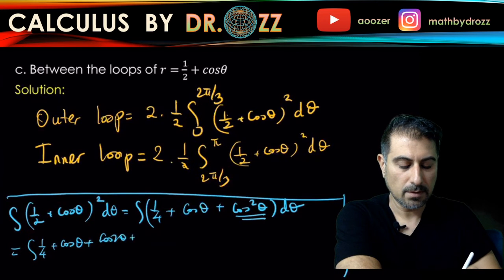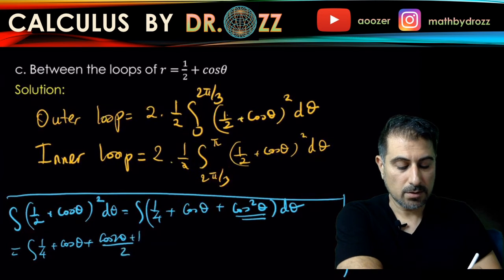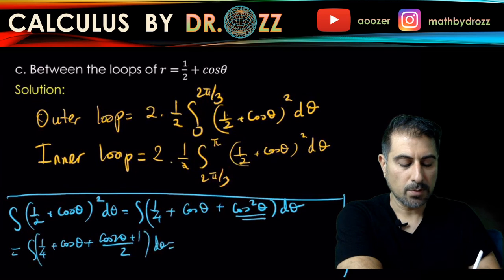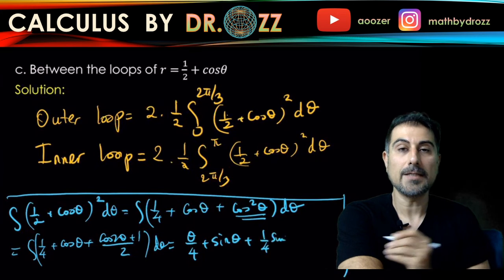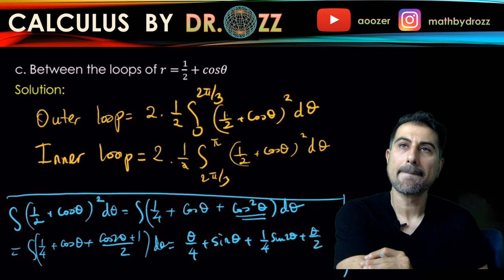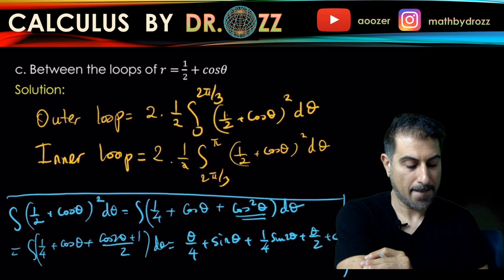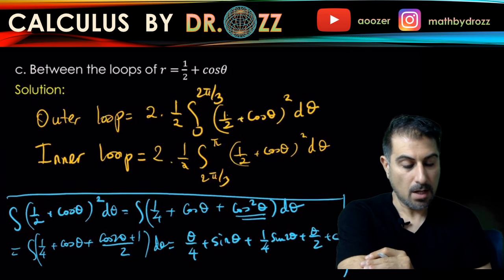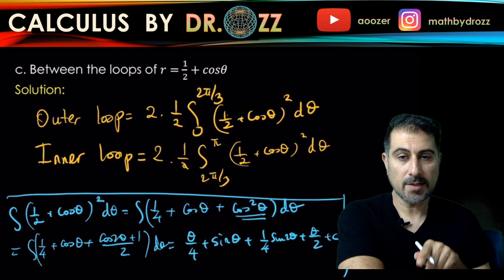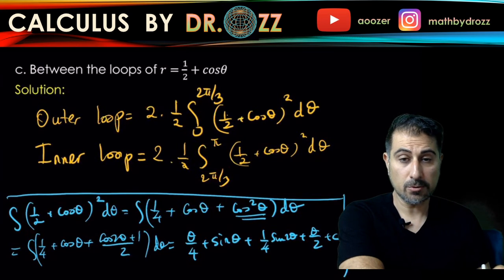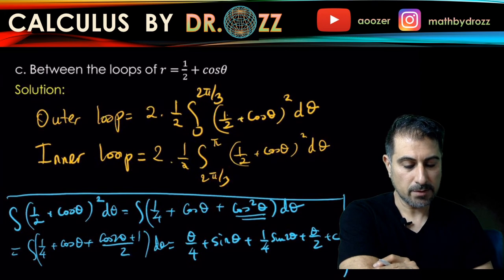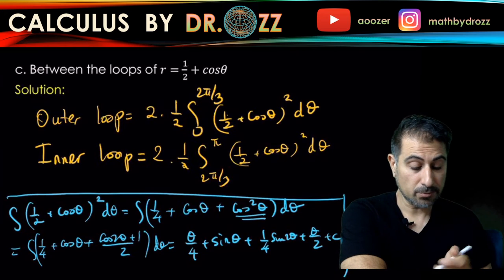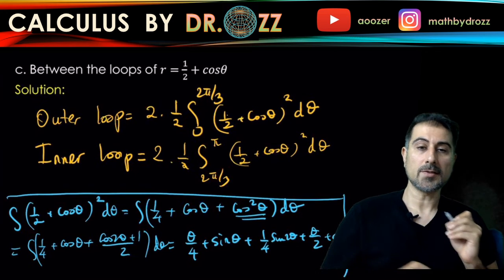Okay, d theta. Let's integrate in one shot. So theta over 4 plus sine theta plus 1/4 sine 2 theta plus theta over 2 plus c. Okay? All right. I think we're done. What I'm going to do next is to copy this down right after the inner loop area calculation and outer loop. And we are going to integrate these two integrals by the antiderivative found in this blue ink, okay?